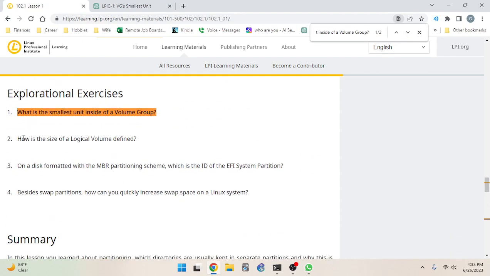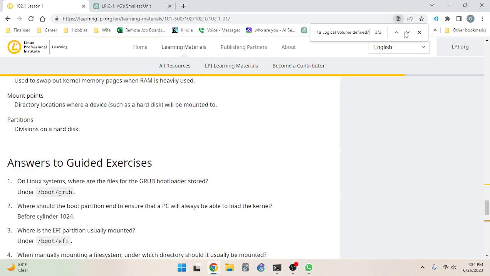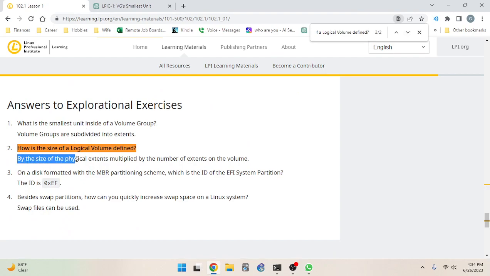Alright, so that's the extent. How is the size of the logical volume defined? We know this from the equation. So it's the size of the logical volume, the size of each extent. No, the size of each physical volume times the number of logical volumes. I don't remember. The size of the physical extents multiplied by the number of extents on the volume.